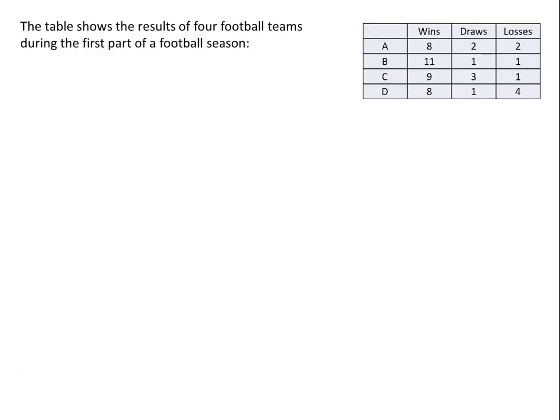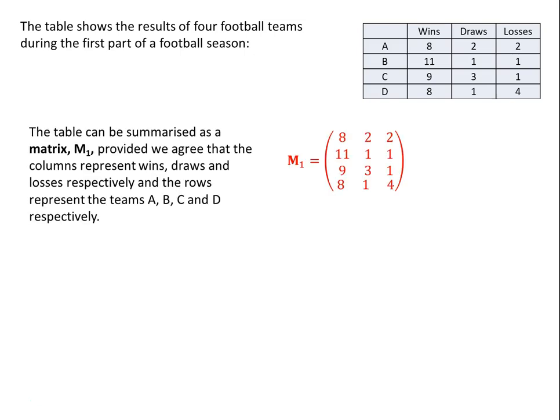As an introductory example, consider the table here that shows the results of 4 football teams during the first part of a football season. We've obviously got the column headings and the row headings in the table, but the major part of the table is the 4 rows, each with 3 numbers in them. And if we extract those 4 rows of each 3 numbers, we end up with a matrix. It's usual to put a matrix inside brackets.